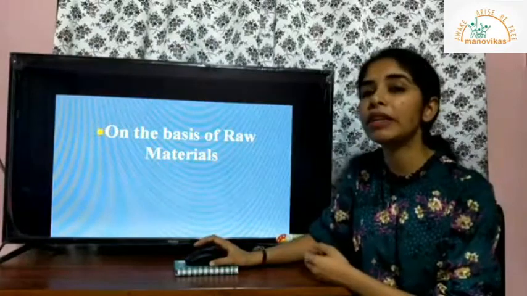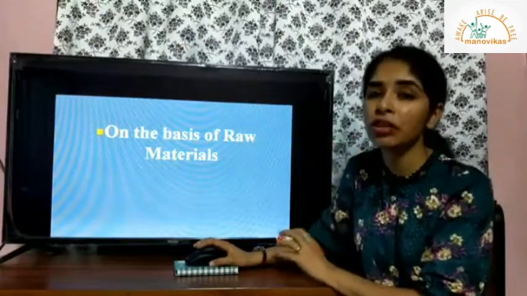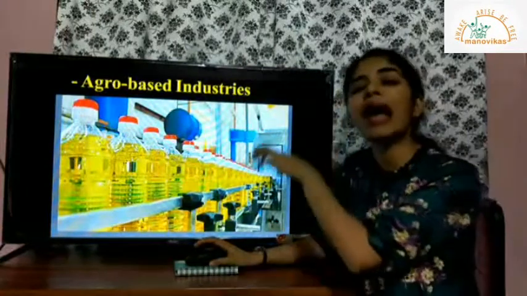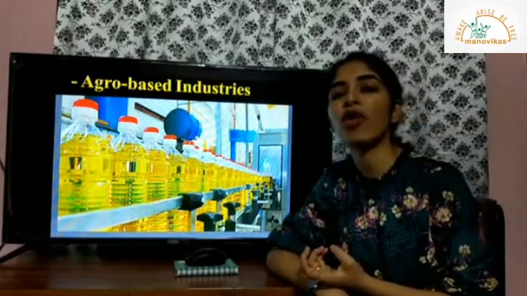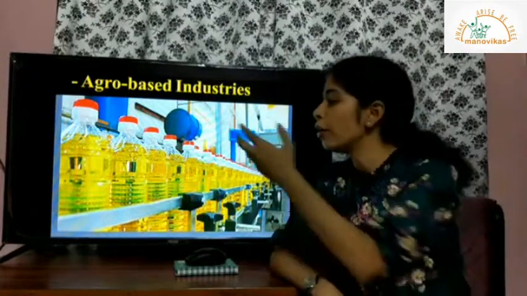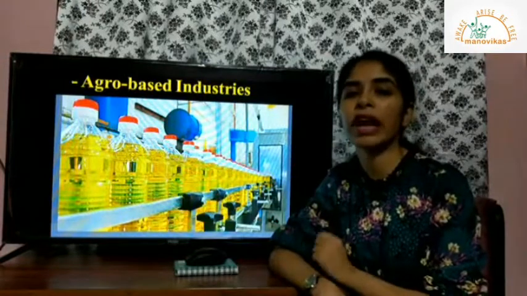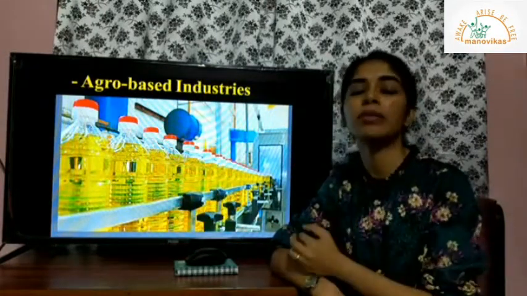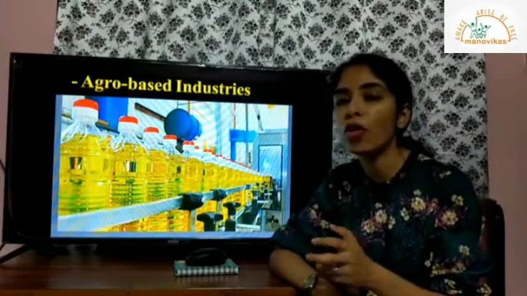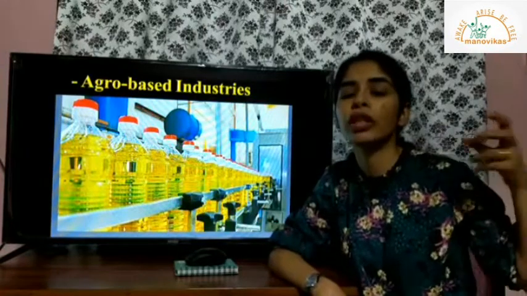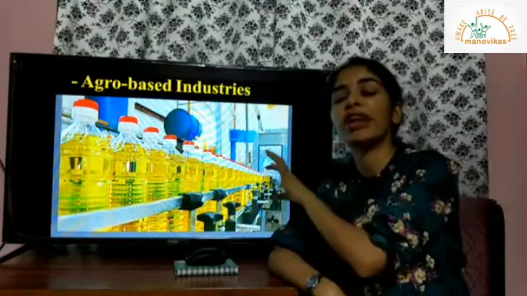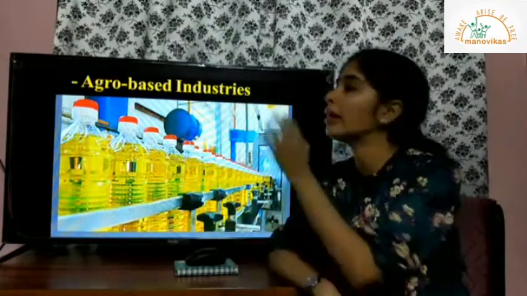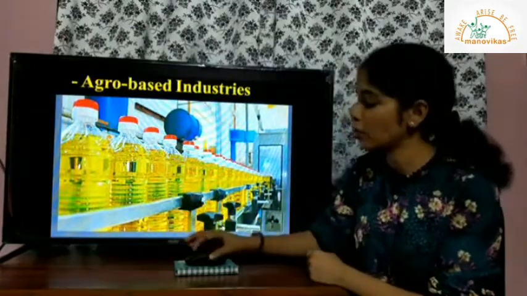Then industries can be divided on the basis of raw materials that they use. Okay, for example, agro-based industries. These are the industries which derive their raw material directly from farming or agriculture. For example, the oil industry. We get vegetable oil, edible oil in the market like sunflower, olive oil. They derive their raw material from where? From agriculture, right? So without production of these oil seeds, oil cannot be produced. So it's directly dependent upon agriculture and that's why this is an agro-based industry.